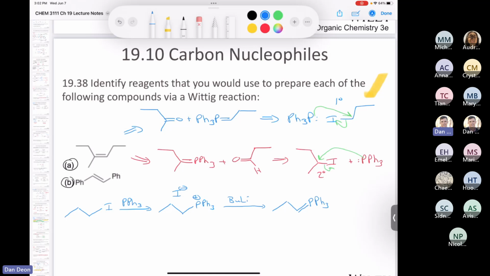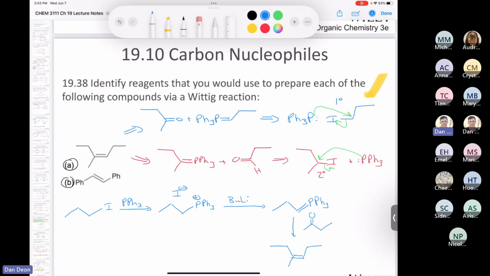And then we're going to treat that with our ketone. I'm kind of running out of space here, but we're going to treat this with the ketone, which is butanone, this compound here. And that's going to give us the desired product, which is this compound right there. All right, so that's our Wittig reaction for the first one.